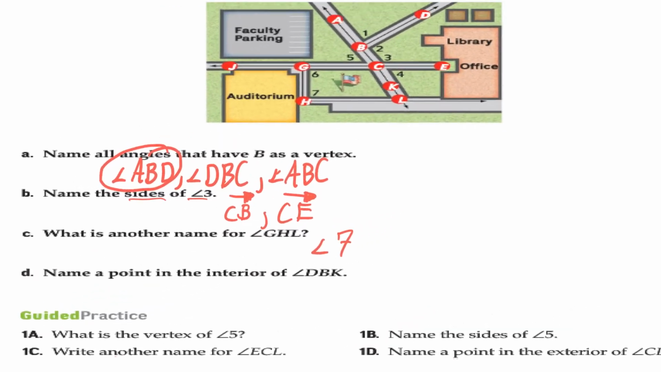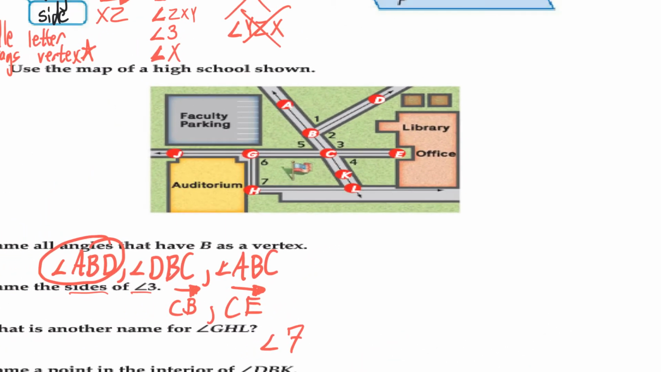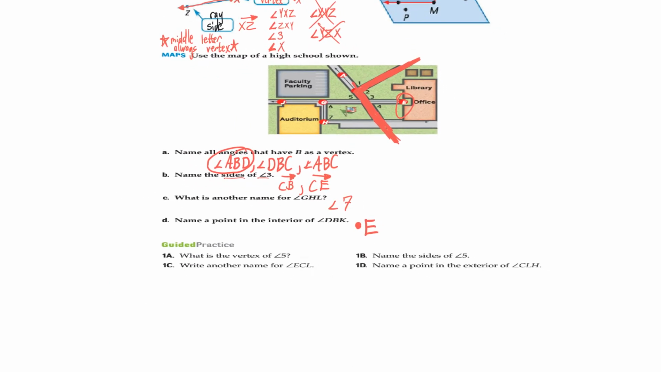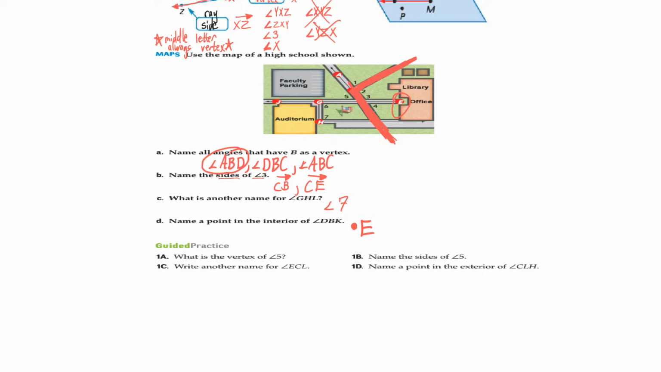The last one here is name a point on the interior of DBK. DBK is this angle right here. So what point is on the interior of this angle? There's only one point on the inside of there. What is it? It's right there, it's point E. That's the only one on the inside of that angle. Point E. Okay, so what I want you to do now is answer those 4 down there at the bottom.